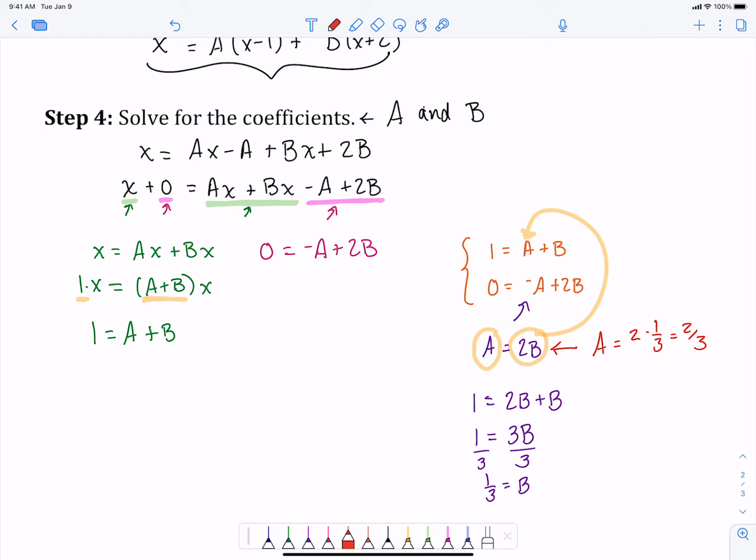So what is it that we found here? We figured out what a and b need to be so that when we add them up, we get 1. We just do a plus b, which is right here. We do a plus b, we get 1. And if we do negative a plus 2 times b, we get 0.